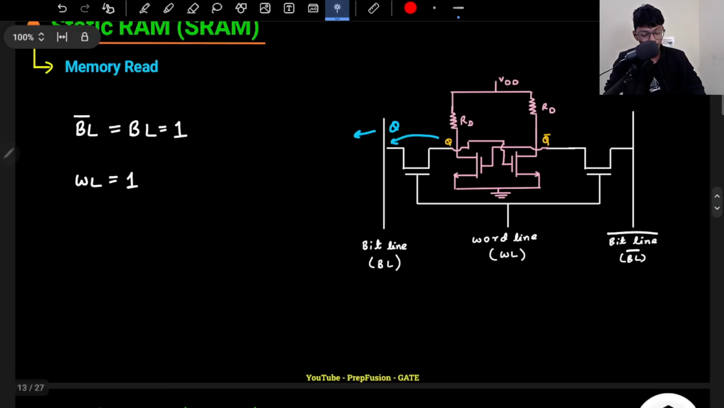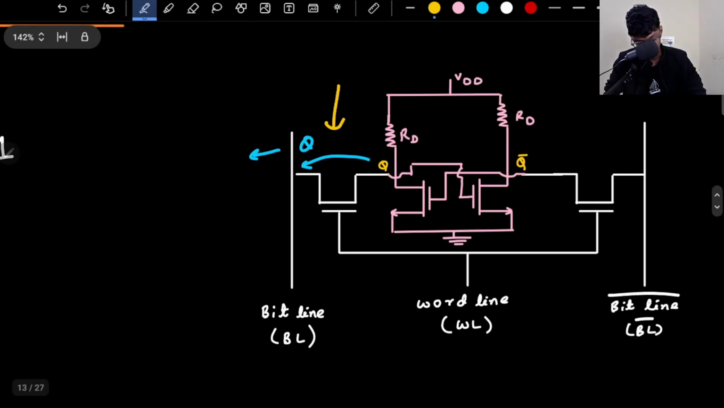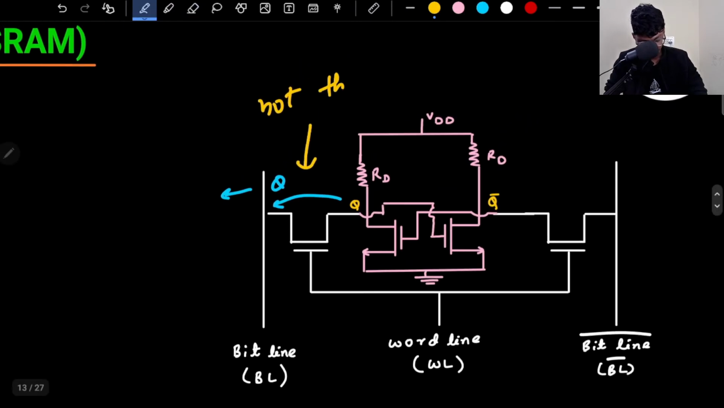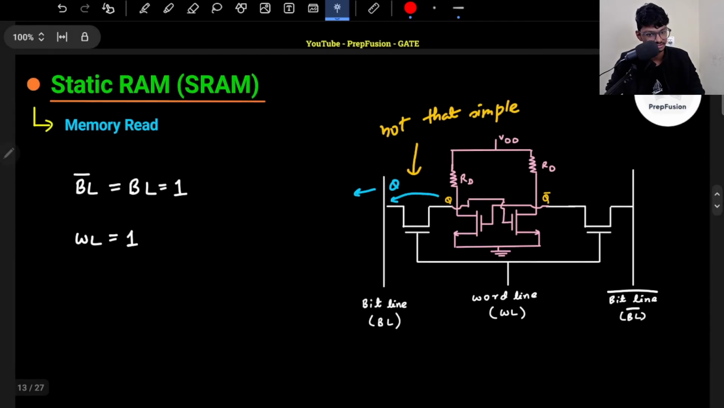I have explained this in very simple terms, but this transition is not that simple. There are many concepts involved, but that is not required for our purpose, so I'm skipping it. Just understand that this Q is directly coming here and we're reading from it with some sensing device.